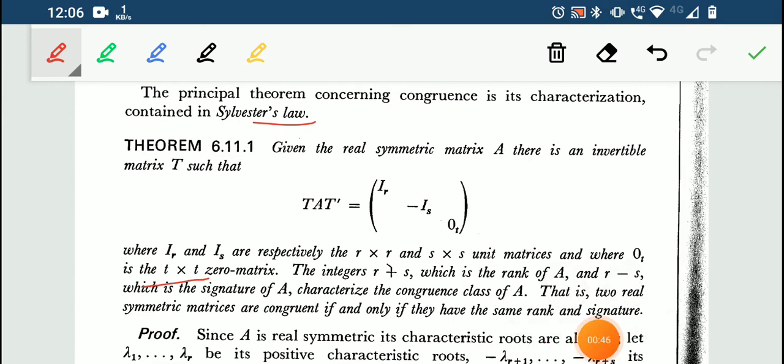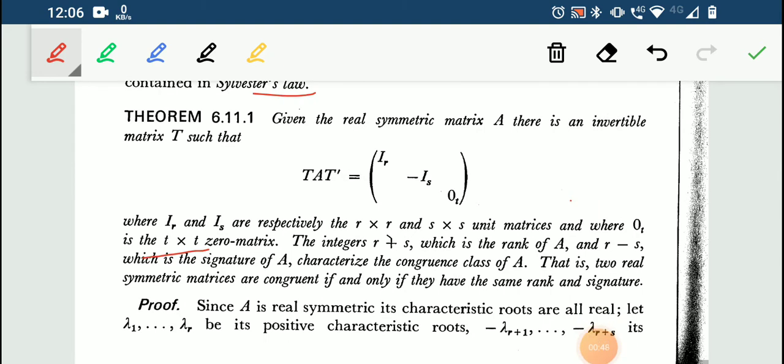Okay, so the integer r plus s, which is the rank of A, and r minus s, which is the signature of A. So this is how rank and signature are defined.